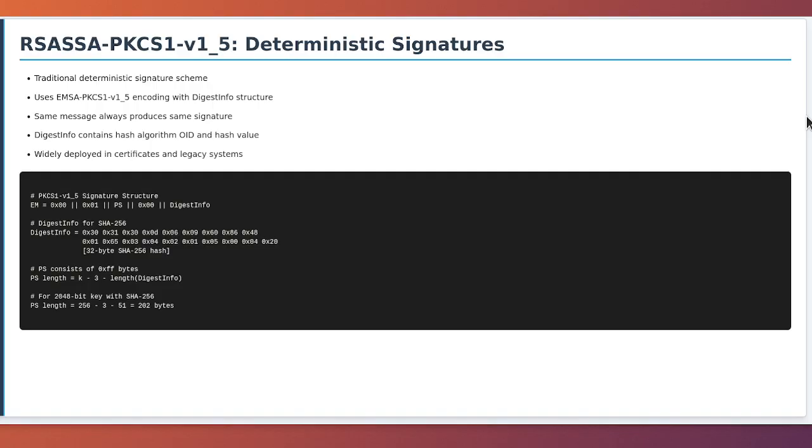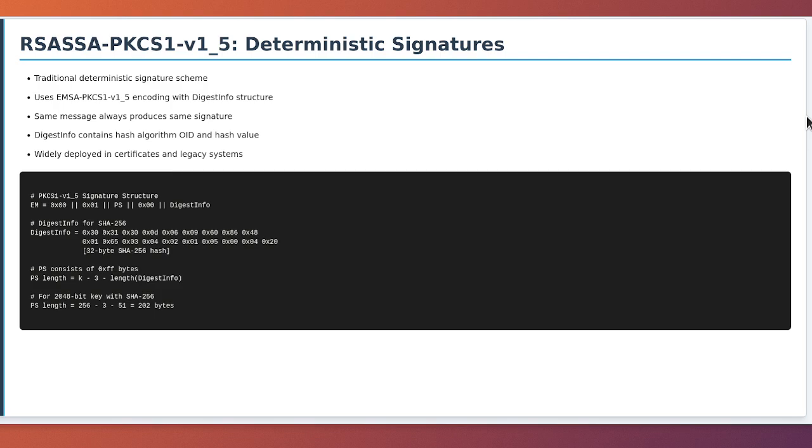The encoding mechanism for PKCS1 version 1.5 signatures is called EMSA-PKCS1 version 1.5. It is much simpler than PSS encoding. First, you hash your message M using your chosen hash function to get a digest H. Then you construct a digest info structure, which is a DER encoded ASN.1 structure containing the hash algorithm identifier and the hash value H. The digest info structure follows a specific format. For SHA-256, it's beginning with 0x30 and ending with 0x20 followed by the 32-byte hash.